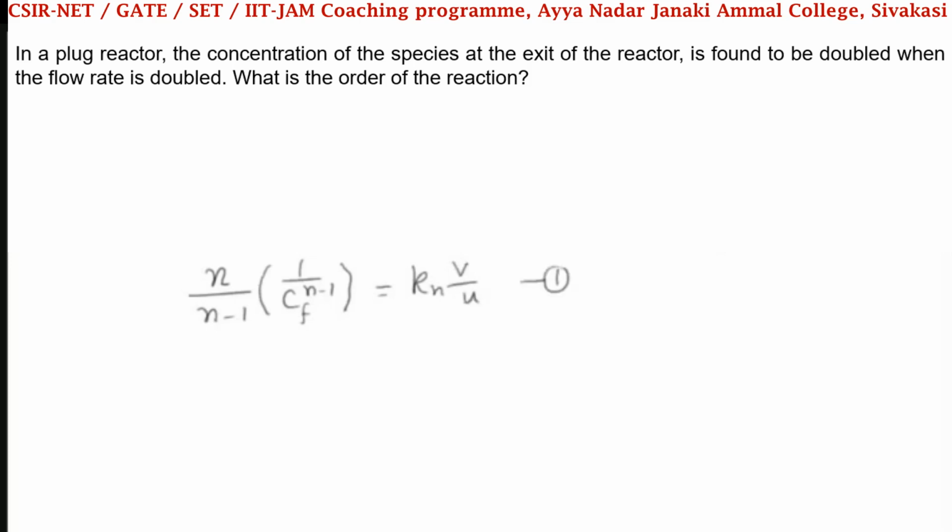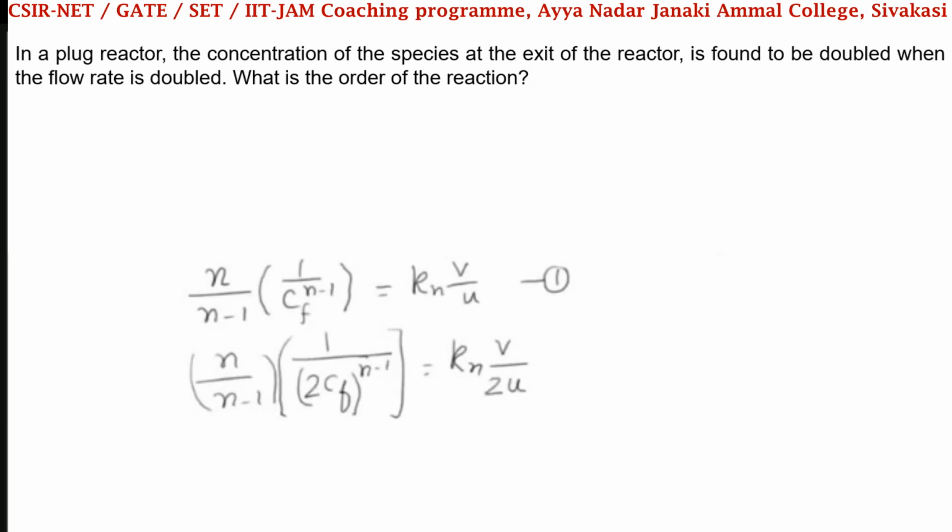Second, what is given? In a plug reactor, the concentration of species at the exit of the reactor is found to be doubled. Therefore, it is given 2Cf power n minus 1 equal to Kn. What is given? When the flow rate is doubled, 2 into U. That is why I have put the flow rate as 2 times increased. This is the equation.